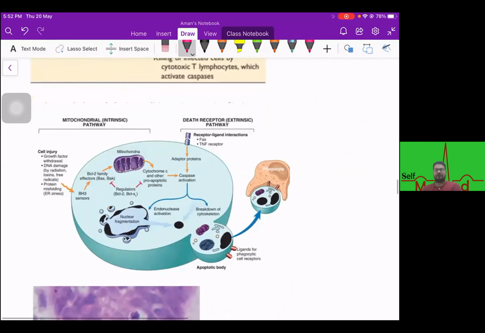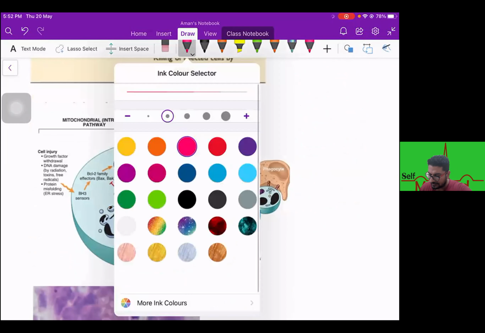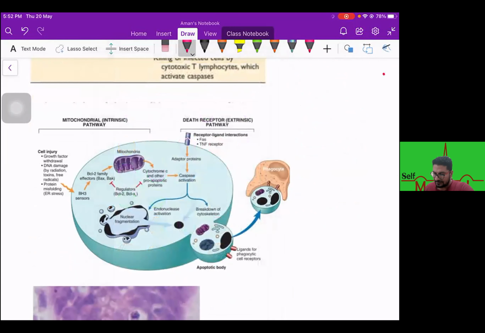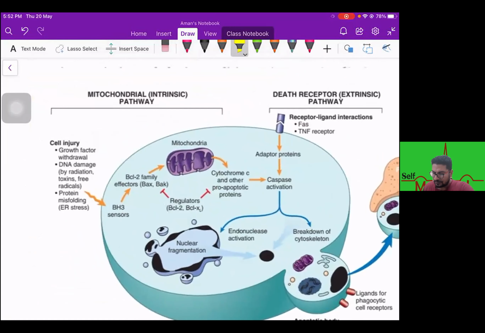Then understand this: there are different pathways of apoptosis. I am showing this image because sooner or later they will ask an image-based question. We have the intrinsic pathway, also called the mitochondrial pathway, and we have the extrinsic pathway. The extrinsic pathway is activated by FAS and TRAIL ligand, where TRAIL stands for TNF alpha related apoptosis inducing ligand.